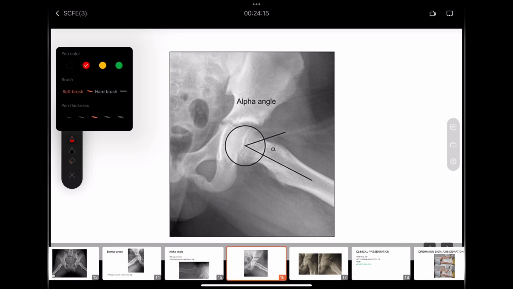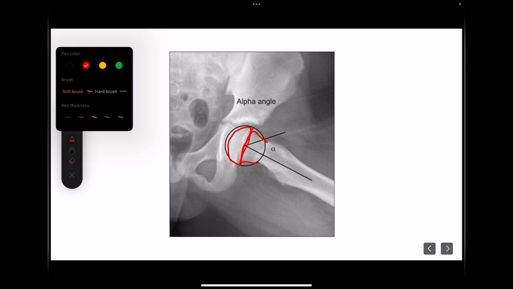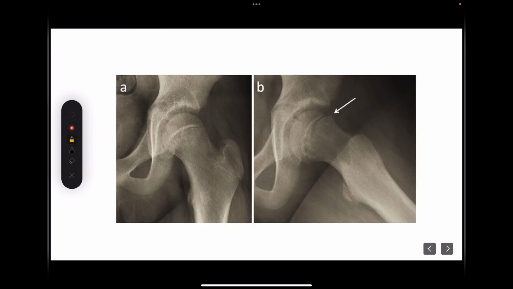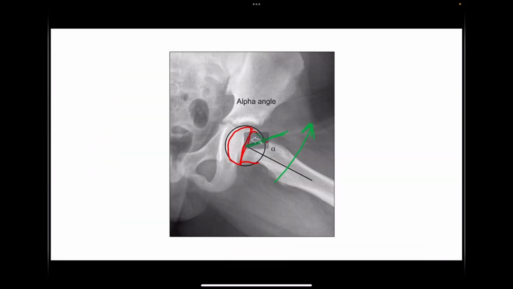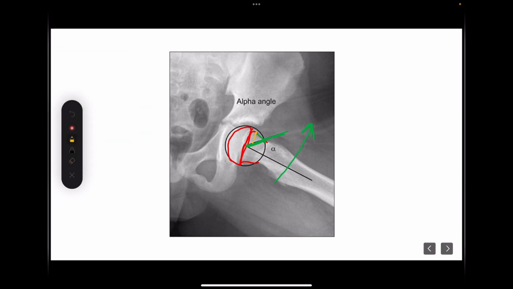In this condition also, you can calculate the alpha angle. Supposing this was a normal condition where the head was in its place and the metaphysis was also in its place. Definitely, we know the point where the neck would be intersecting this circle would be somewhere at this point. Whenever the metaphysis slips in this direction, the metaphysis would come somewhere over this region. So now this circle would be intersecting the metaphysis somewhere over this region.